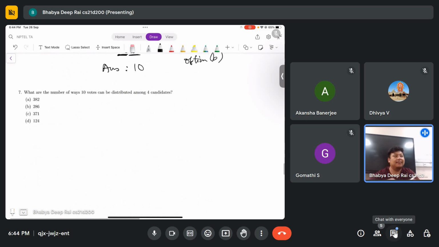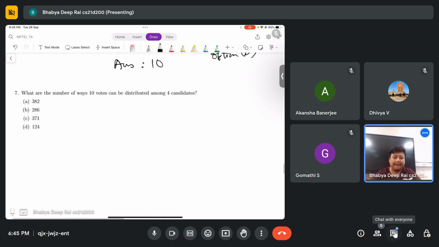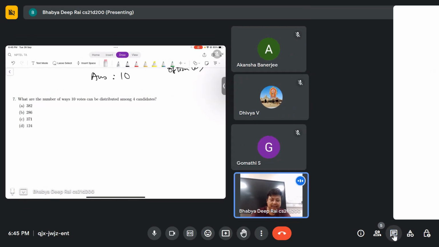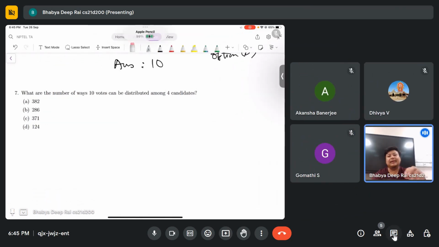Now, this particular question exactly combines them. The question says the following: what are the number of ways 10 votes can be distributed among 4 candidates? Something similar was done in the lectures. So, if you already know, then good, give it a shot. If you don't, then I'll explain. But still, please try to combine the two techniques used before. The general idea is I need to create a polynomial and then try to find a particular coefficient of that polynomial.